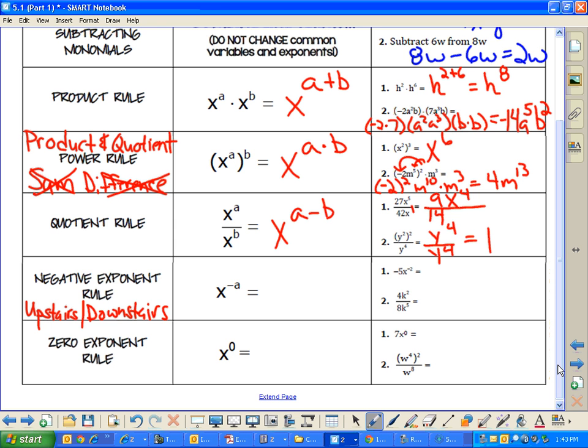If it's negative and in the numerator, and by it, we said watch our pronouns. When I say a negative exponent in the numerator, I can make that a positive by moving it to the denominator, or downstairs. So if it's negative in the upstairs, I move it downstairs. You have to put a 1 on top. You can't have a topless fraction.